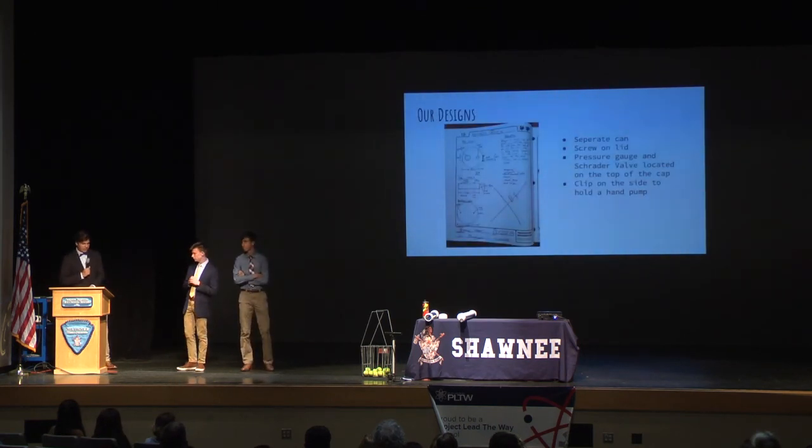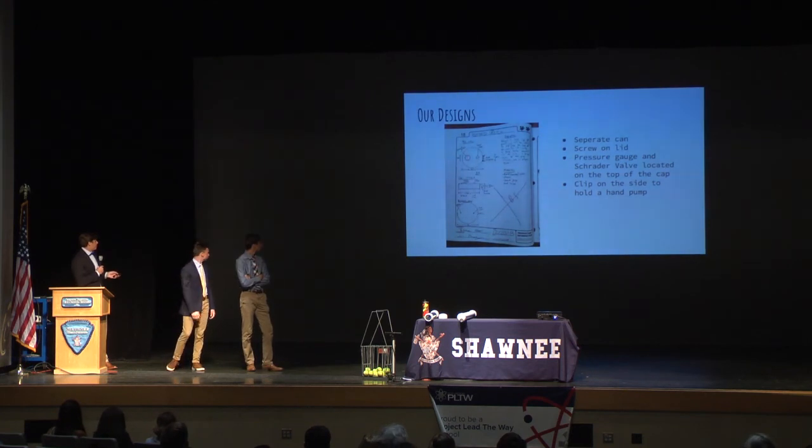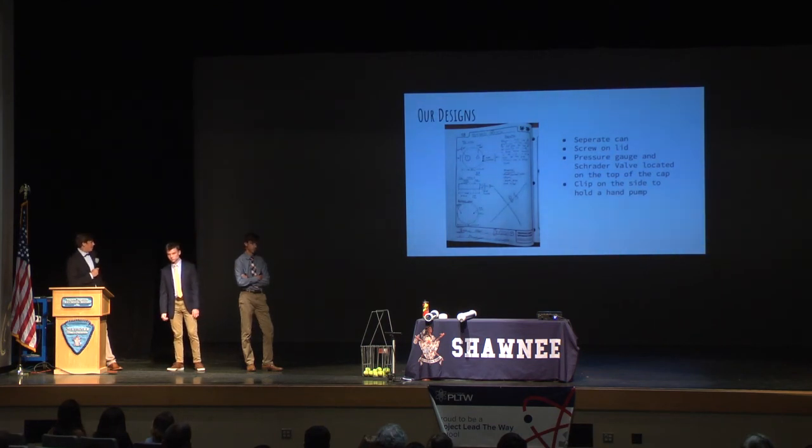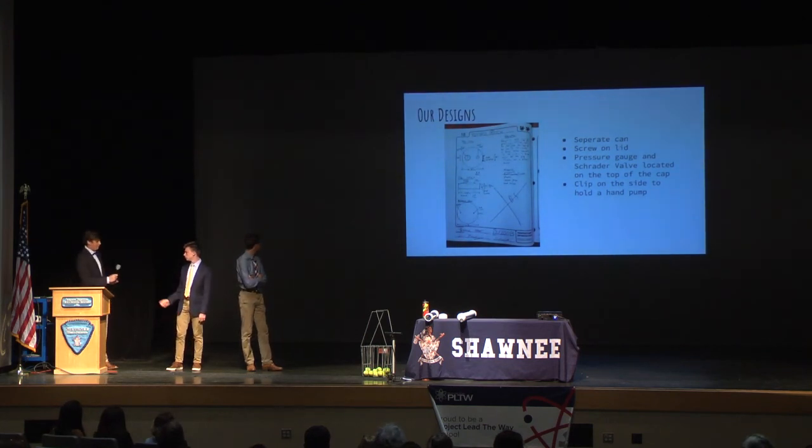For some designs, we initially started as just having a cap to go off of. So this is my design. As you can see, there's a pressure gauge right there and a Schrader valve right there. I also came up with a clip on the side that is supposed to be able to hold a handheld bike pump, but we didn't include that in the final design.